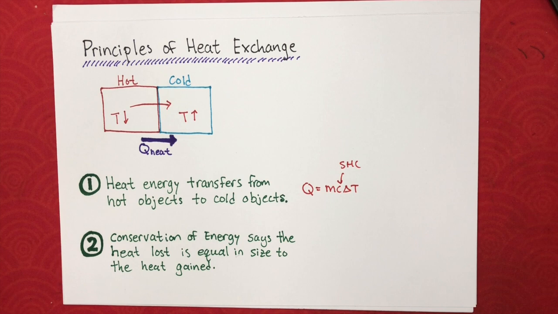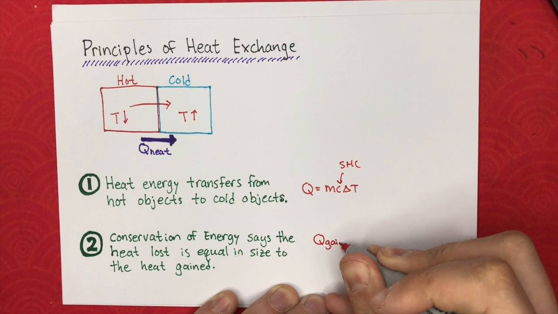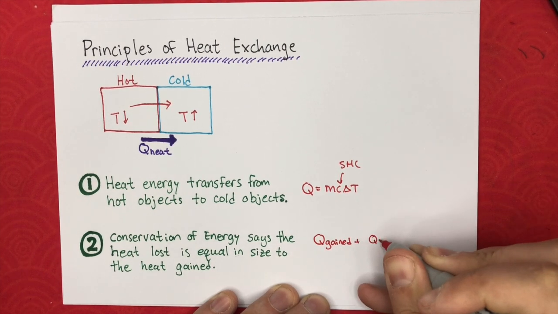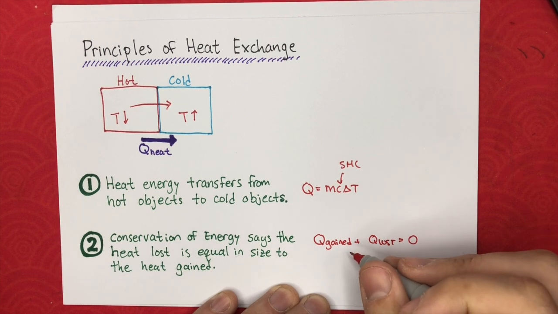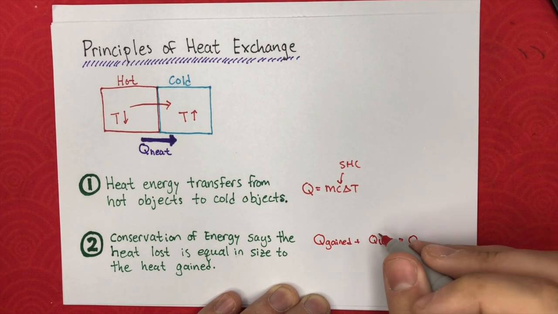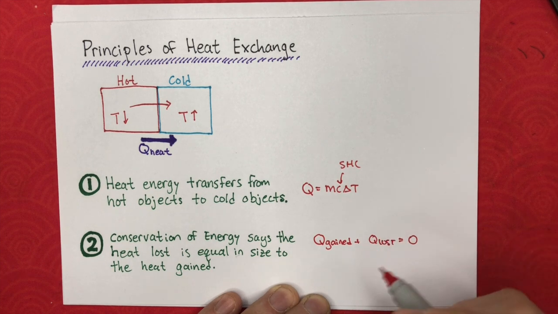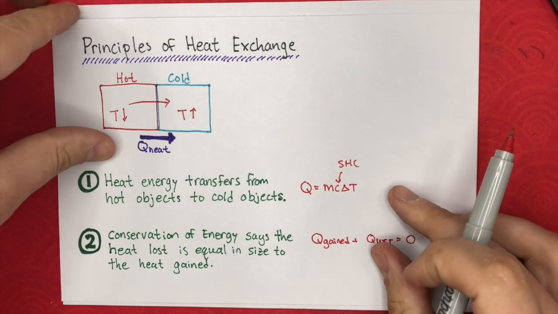The next principle of heat exchange states, because of conservation of energy, the heat that is lost is equal in size to the heat gained. So what that looks like is this equation right here. Q gained plus Q lost is equal to 0. This is to say that the energy that is gained by one of the objects is exactly the same as the energy that is lost from the other object. So let's take a look at an example question for this.